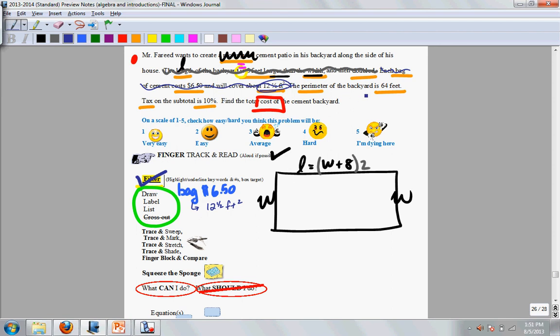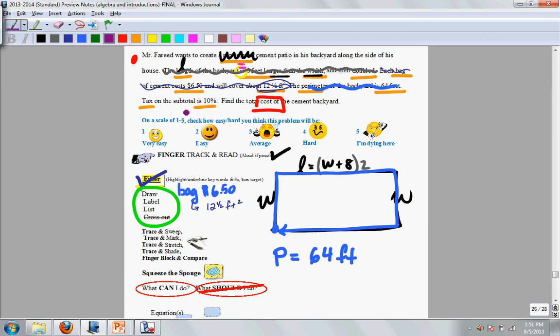The perimeter of the backyard is 64 feet. So perimeter, remember I told you to trace perimeter, so trace it. Ready, walk it around. That's perimeter, is 64 feet. So when you go all the way around here, it's 64 feet.